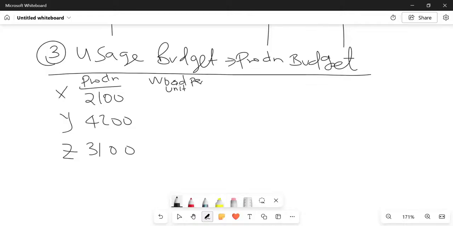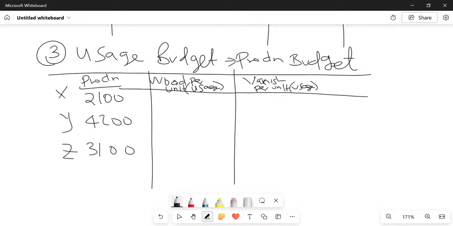Remember, it is usage. Don't forget. And then we have varnish, again per unit. Don't forget that you're getting this from the usage. Very good. So I'll copy the question here. I go back to the question that I shared.